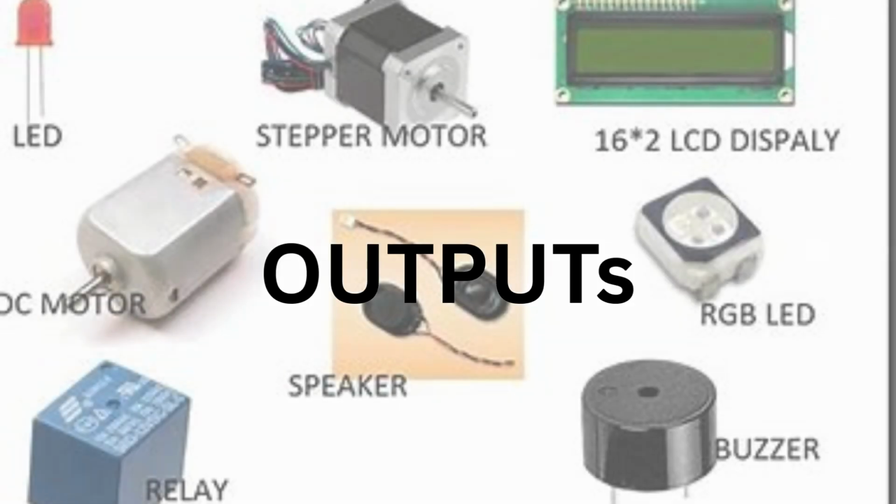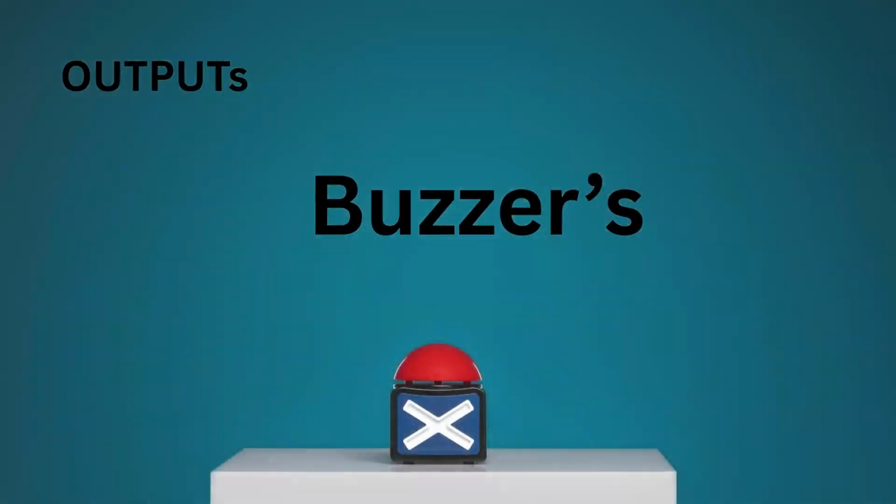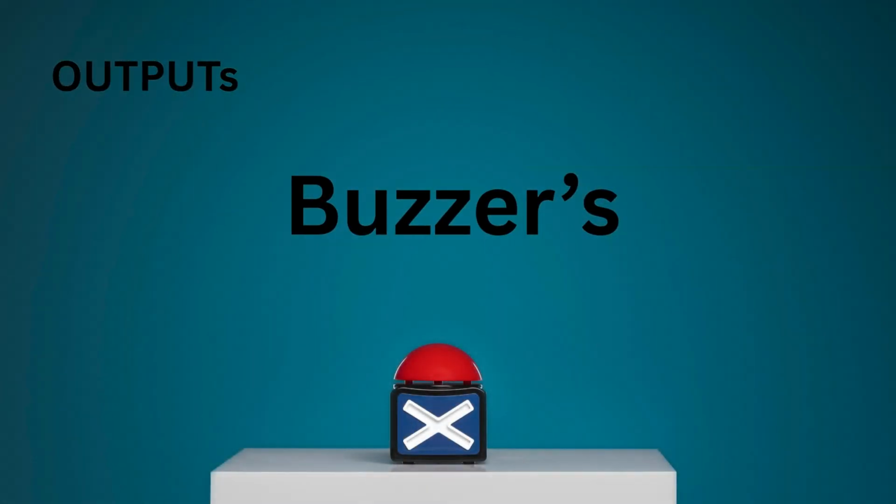Finally, let's talk about outputs. The components that do something visible or audible in a circuit. First up, LEDs. We have seen them before. They light up, blink, or indicate status in almost every device. Buzzers make sound, from beeps to alarms. They are great for alerts or audio feedback in games and tools.